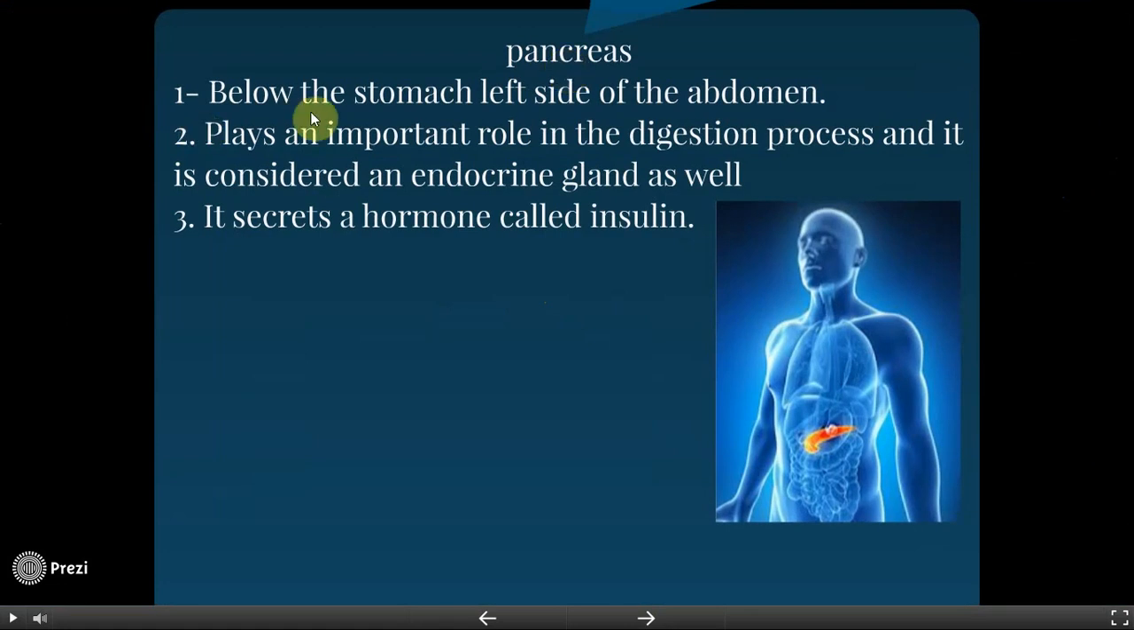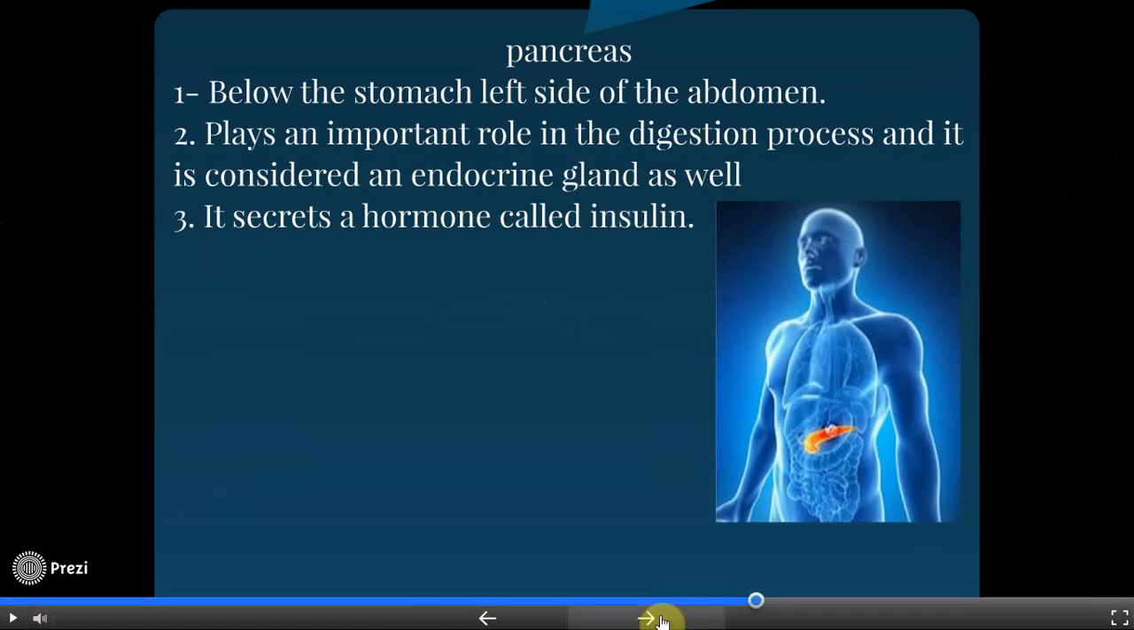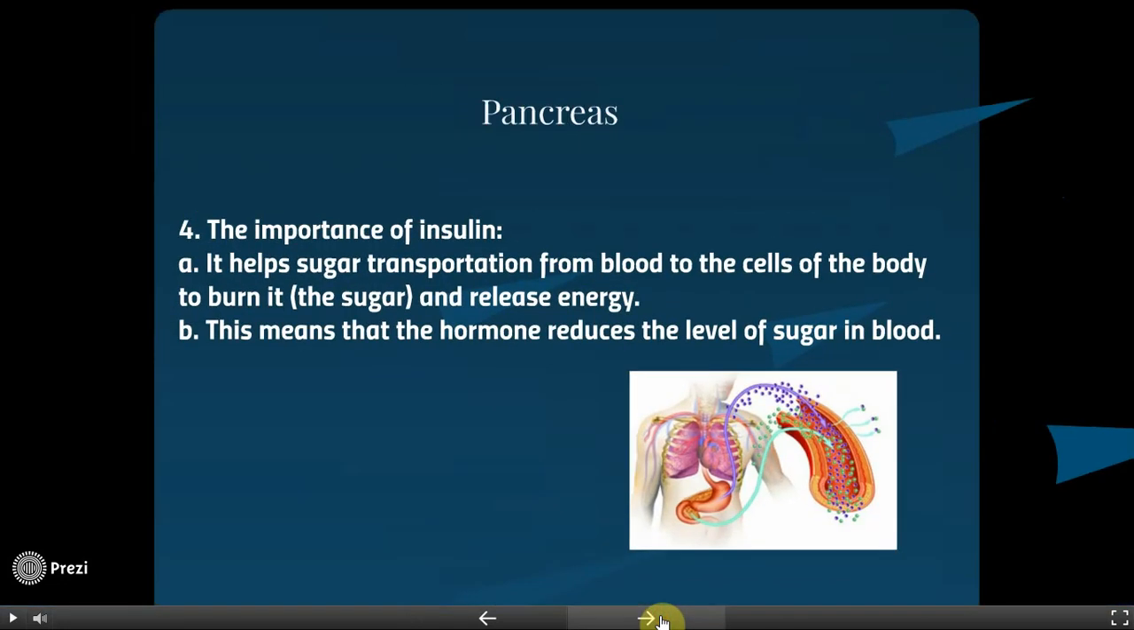Pancreas gland. It's located between the stomach and the small intestine, and it secretes two hormones, which are insulin hormone and glucagon hormone. So again, the pancreas gland secretes two hormones, which are insulin and glucagon.